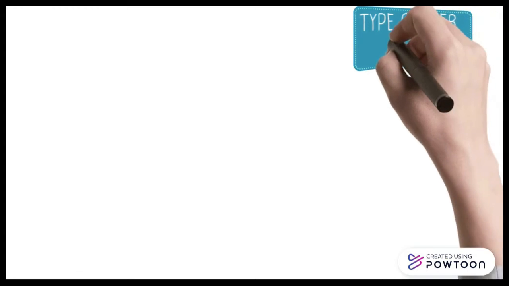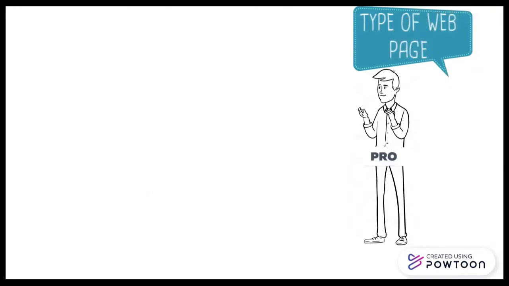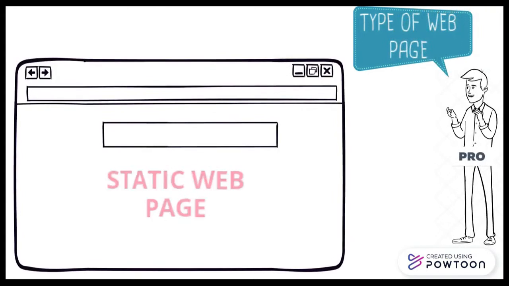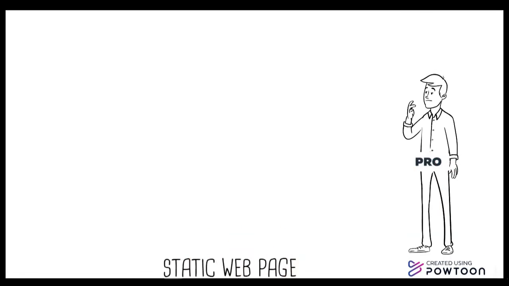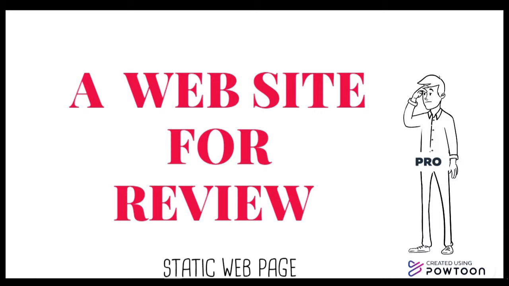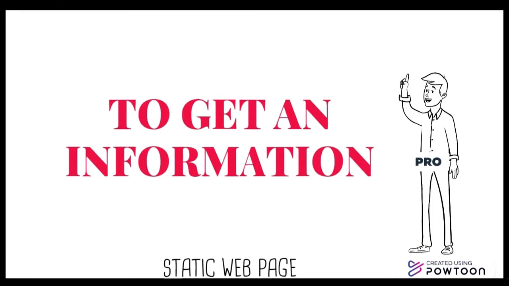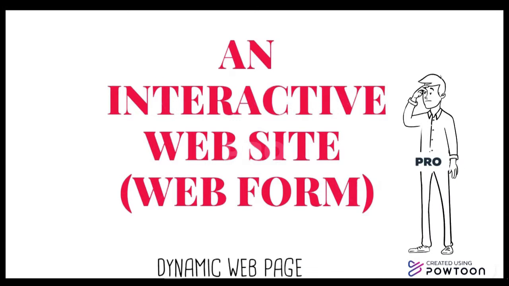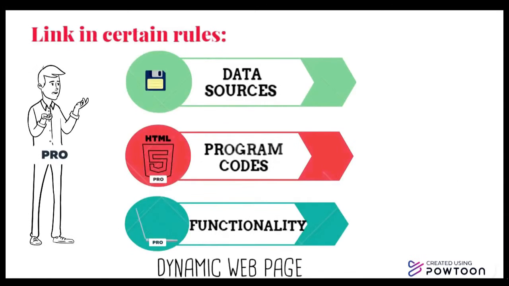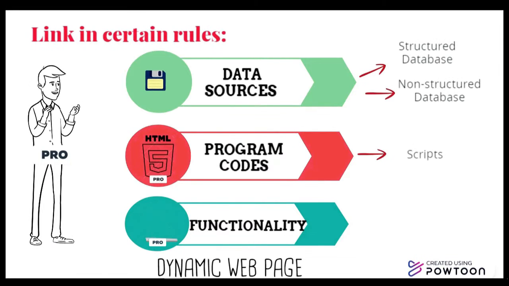There are many types of web page, for example, static web page and dynamic web page. A static web page is a website just for viewing only, where we want to get information. A dynamic web page is an interactive website or a web form. It links by certain rules to a data source that contains structured and non-structured databases, program code such as scripts, and functionality.